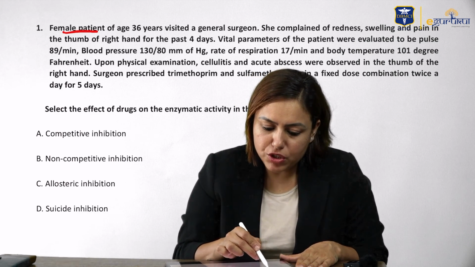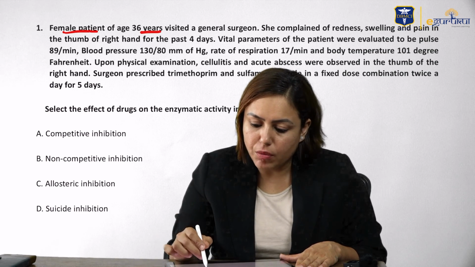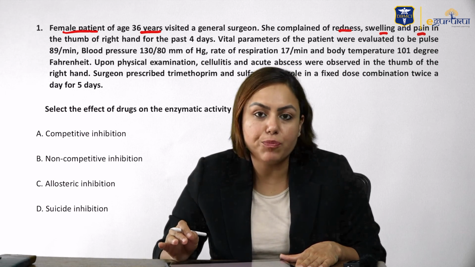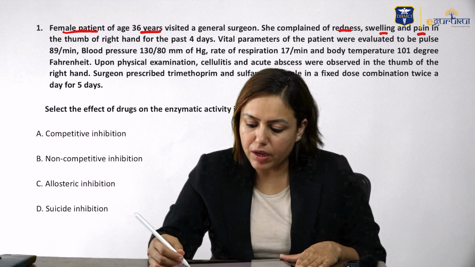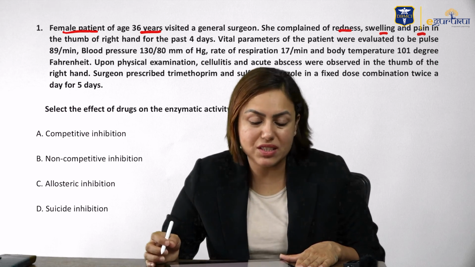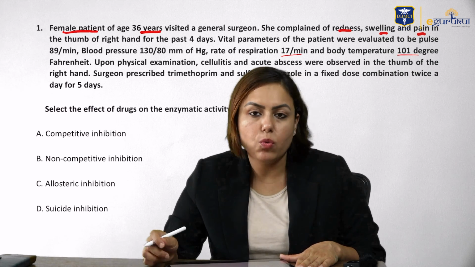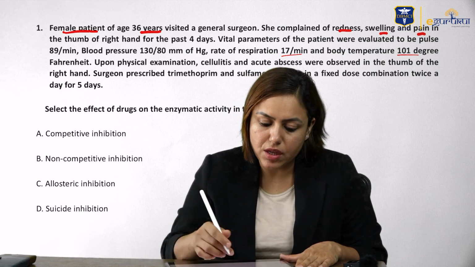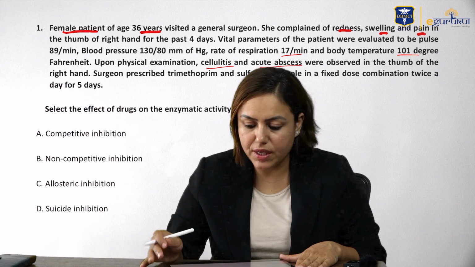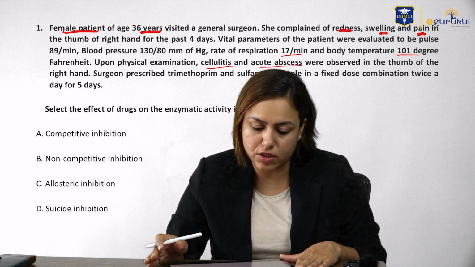A female patient of age 36 years visited a general surgeon. She complained of redness, swelling, pain in the thumb of right hand for the past 4 days. Vital parameters were evaluated: pulse 89, blood pressure 130 by 80, respiratory rate 17 per minute, body temperature 101 degree Fahrenheit. Upon physical examination, she has cellulitis, acute abscess were observed in the thumb of the right hand. So she has fever and cellulitis.